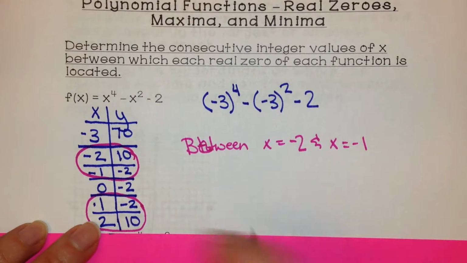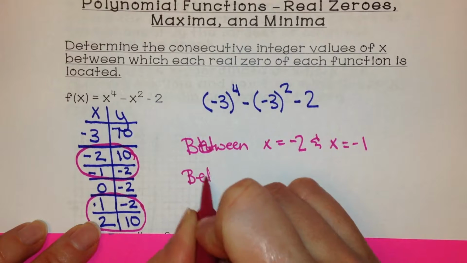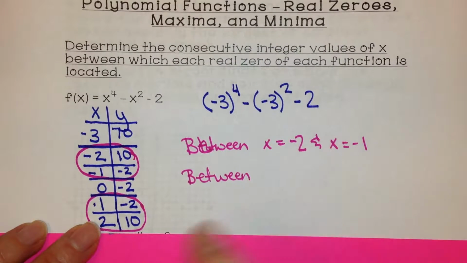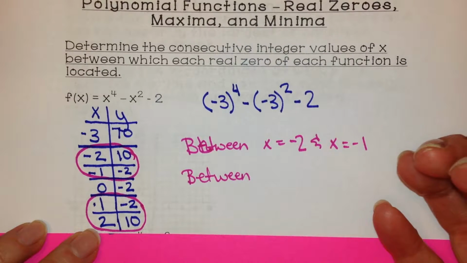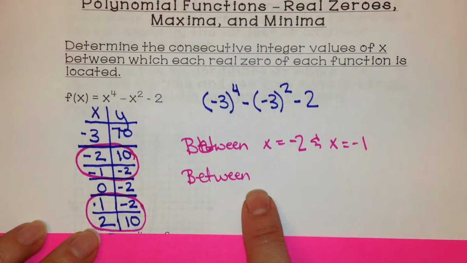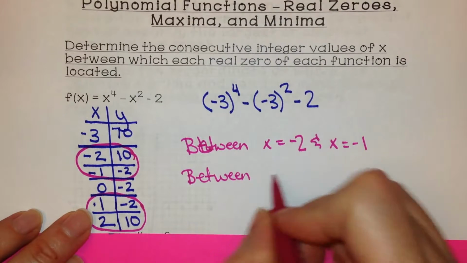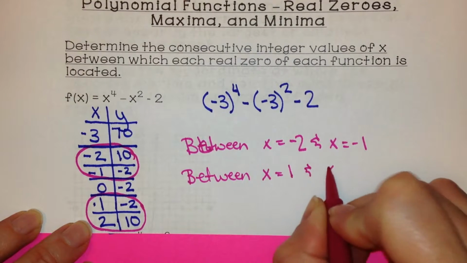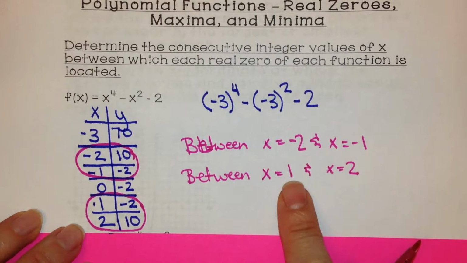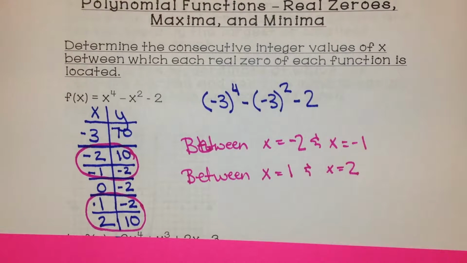All right, it'll also fall between here. So I know that this graph, if I just graphed these coordinates and connected the points, I could see that my graph would go through the x-axis twice. So again, I'm just looking at the x value, so it's also between x equals 1 and x equals 2. So it crosses in 2 spots. Okay, so that's pretty easy.